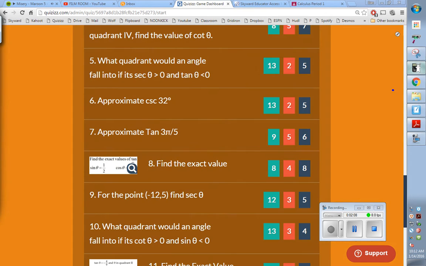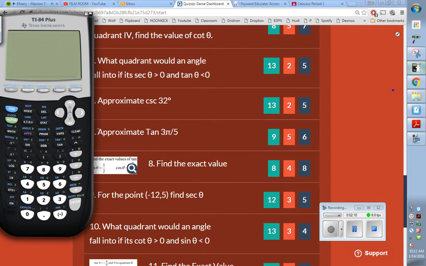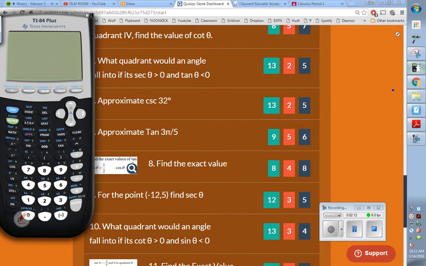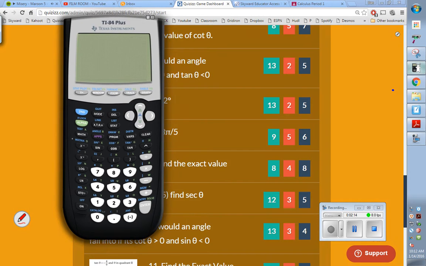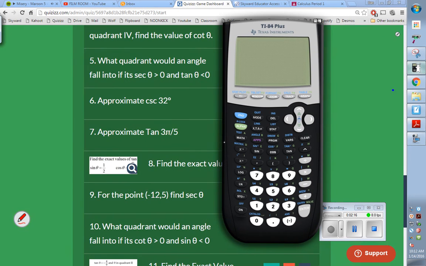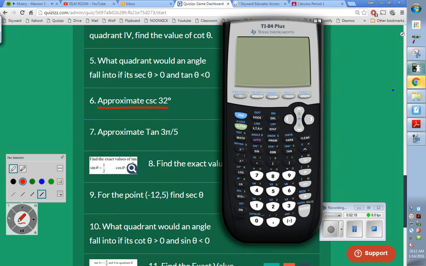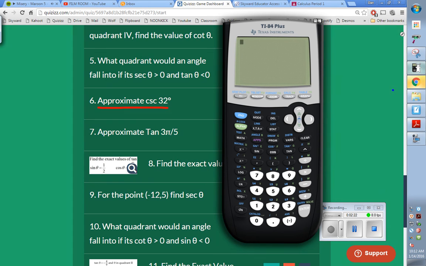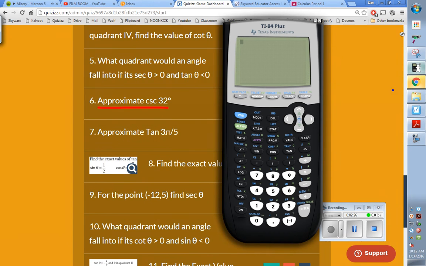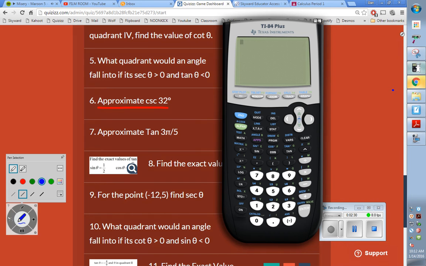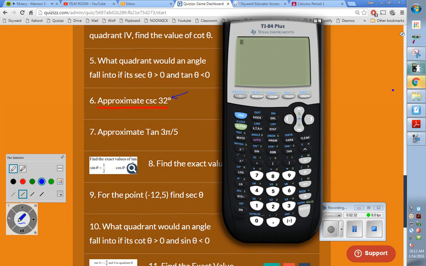Number 6 says approximate cosecant of 32 degrees. Remember, when we say the word approximate, we're assuming we're using our calculator. Normally it's pretty clear whether we want you to use your calculator or not, but here we're going to use our calculator. The first thing we always have to decide is what mode we need to be in. Are we in degrees or radians here? Degrees. The way you tell is there's a little degree sign. That means be in degrees.